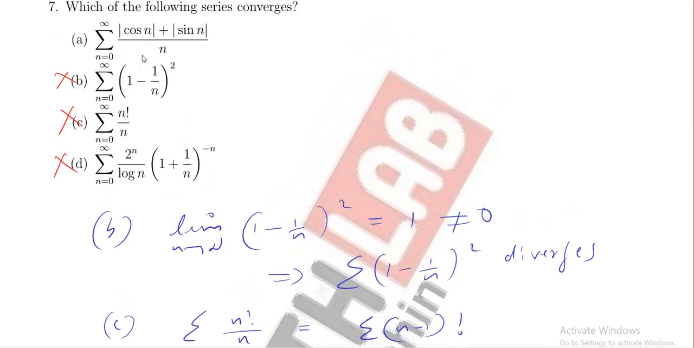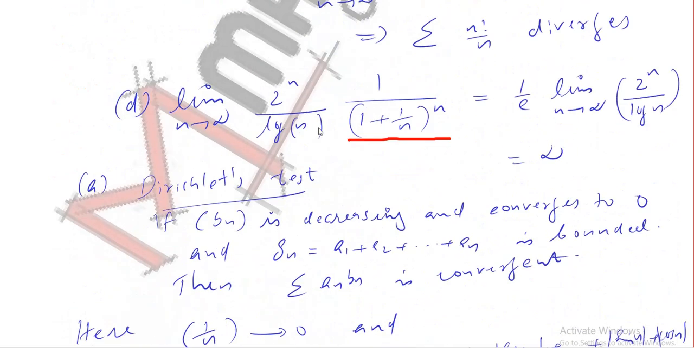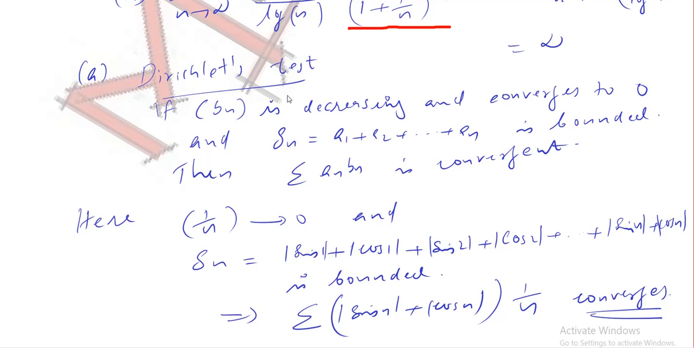Now consider option 1. And here, mod cosine plus mod sin n by n. And here actually we use Dirichlet's test. The condition is that if a sequence b_n is decreasing and converges to 0, and S_n equal to a1 plus a2 plus up to a_n, that means the partial sum sequence is bounded, then we can say that sigma a_n b_n is convergent. So it gives an idea about the convergence of the product of two series, sigma a_n b_n.